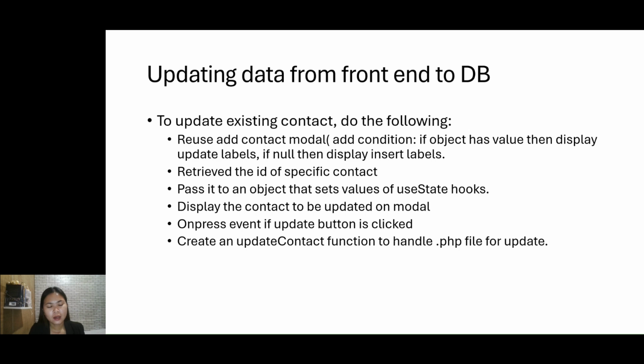Number one, I reuse the add contact modal. And then also, I retrieve the ID of the specific contact that I want to update, and then I pass it to an object that sets values of useState hooks. And then I display the contact to be updated on the modal that I reuse. And then there is an on-press event if the update button is clicked, and I also create an update contact function to handle our PHP file for update.